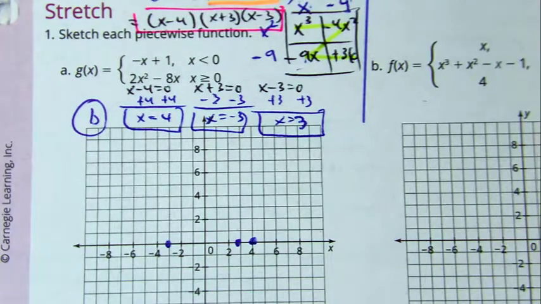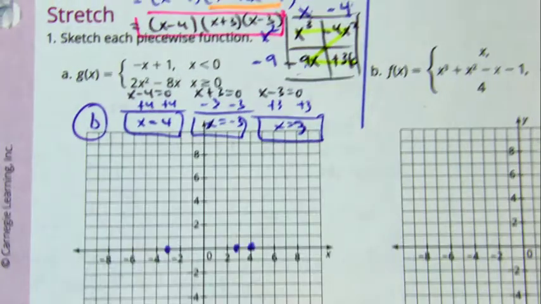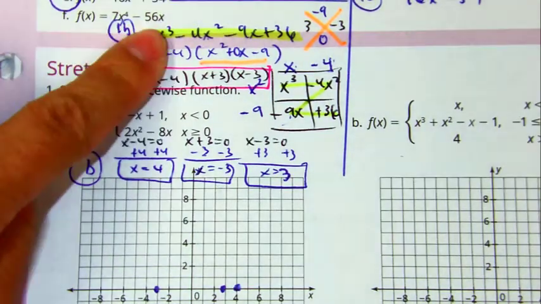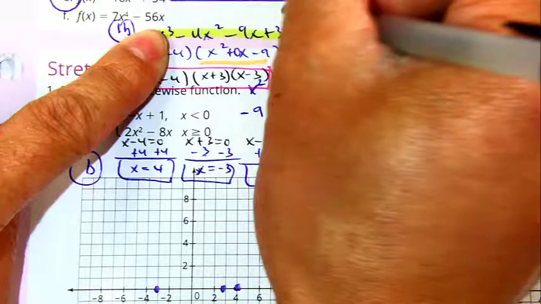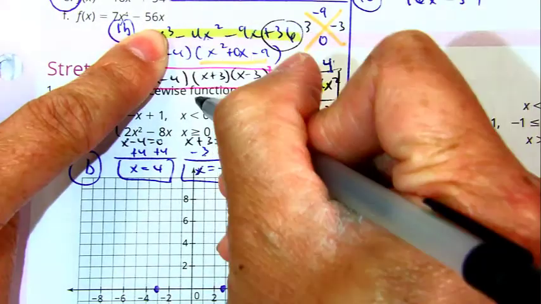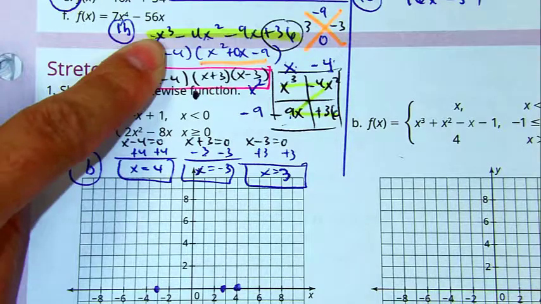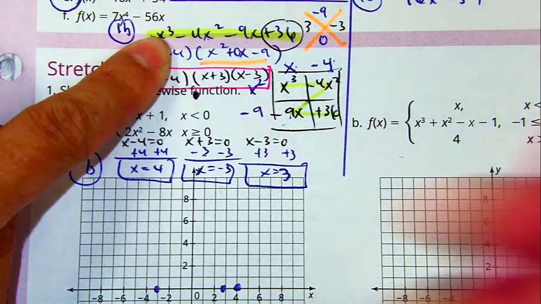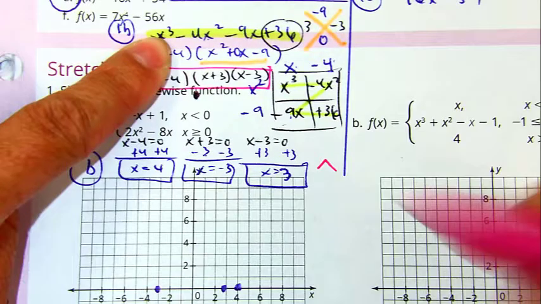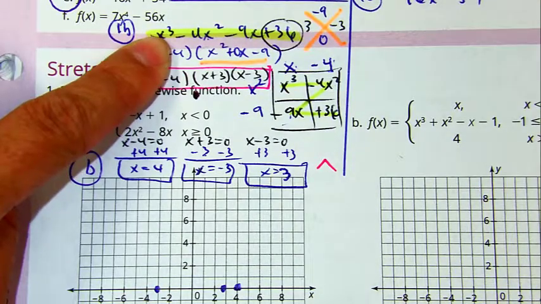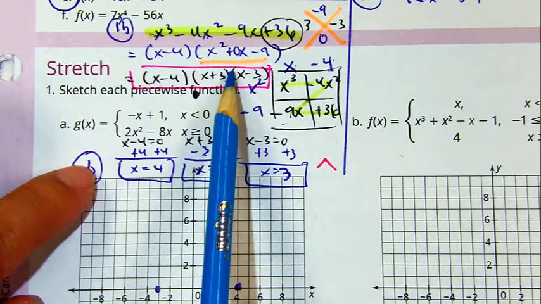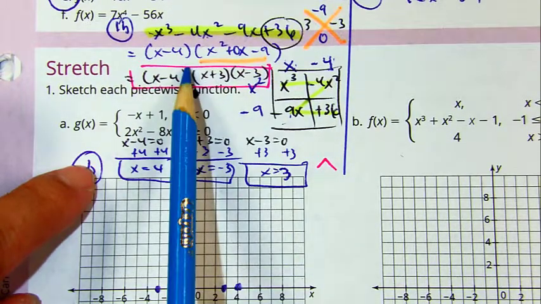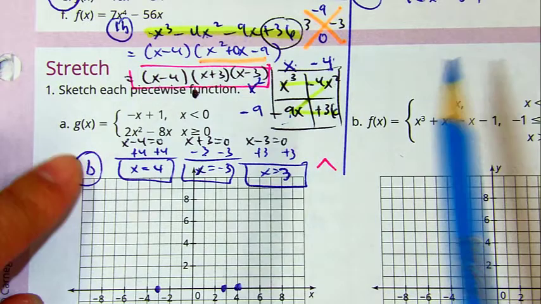I look at the degree of the polynomial. Highest degree is a 3. It's cubic. I also know the constant, 36, is going to be way up here. And that is an odd, so I'm going to start down, end up. And each of these have a multiplicity of 1. That's the exponent outside the parentheses, so it's going to be a shoot through.